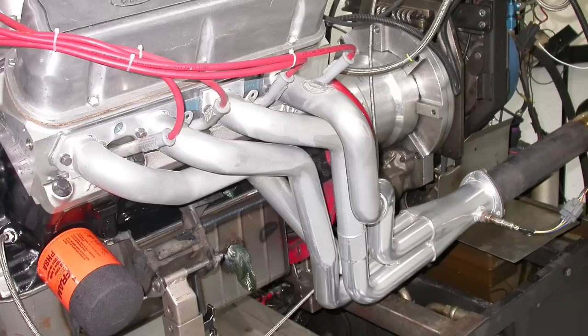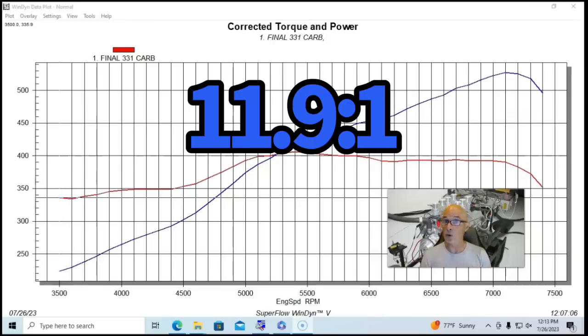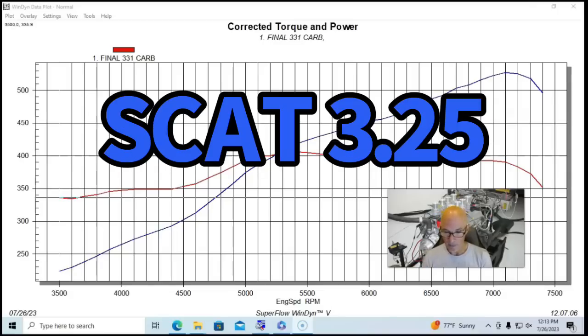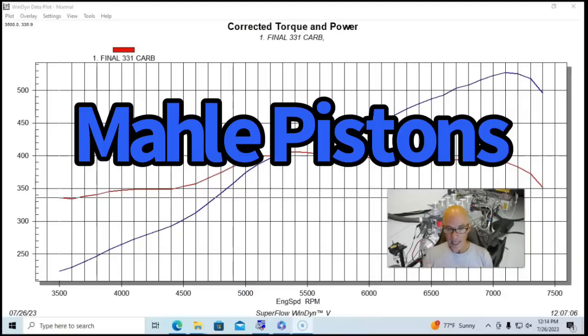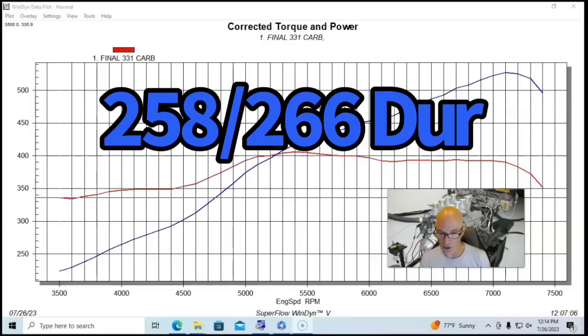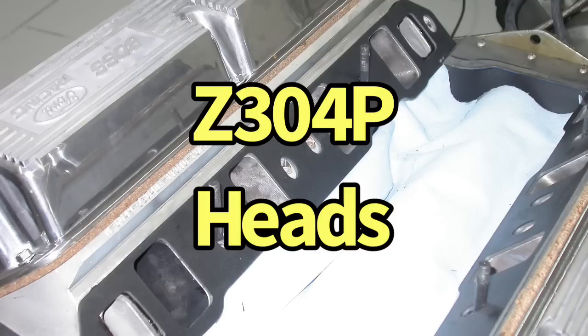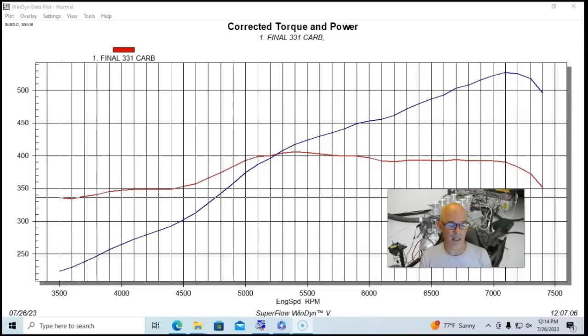But let's take a look at what they put inside that got this thing to make so much power. First of all, this thing was fairly high compression, almost 12-to-1. This thing had forged internals. It had a Scat forged crank, forged H-beam rods, and Molly pistons. It had a big camshaft in it, 525 lift and 258, 266 degrees duration. It had 1.65 rockers on it. For cylinder heads, it had some high flow Z304P aluminum heads, the Z heads from back in the day. So this thing was set up to actually make fairly good power.